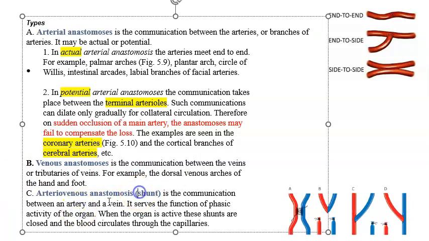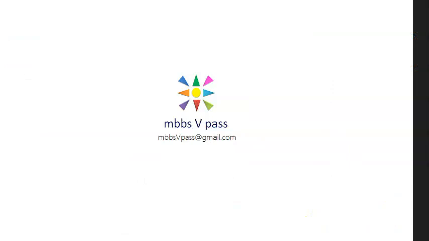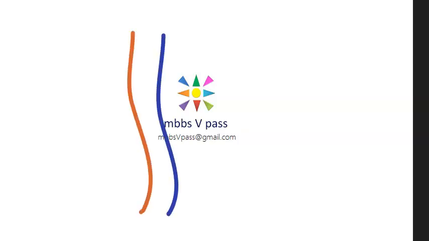Next we'll go to shunt. Shunt is what? Arteriovenous anastomosis, okay? So basically this is communication between artery and vein. This one is a little hard to understand. Why is God creating this kind of shunt between deoxygenated blood and oxygenated blood? Why is he creating the shunt? This is something that happens when the organ is not in function.